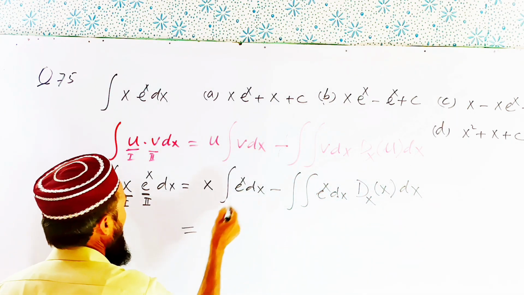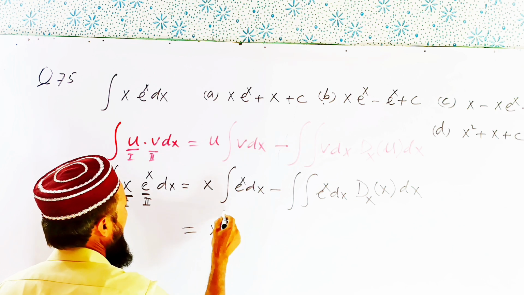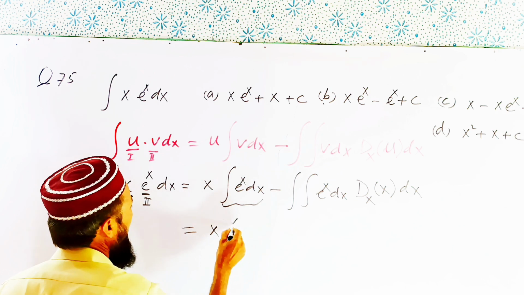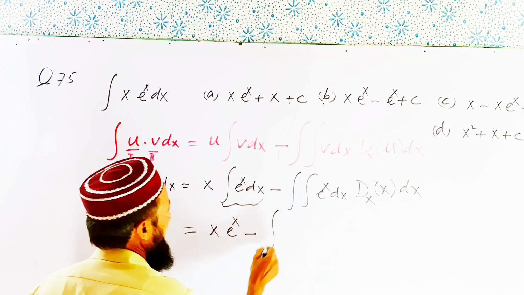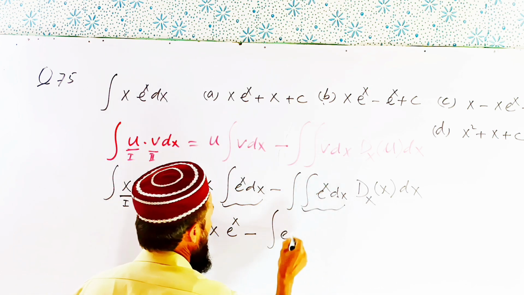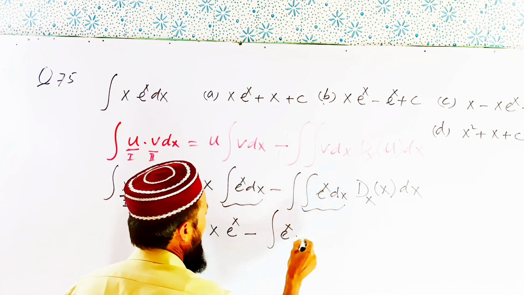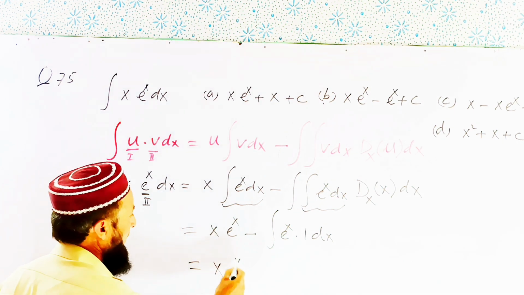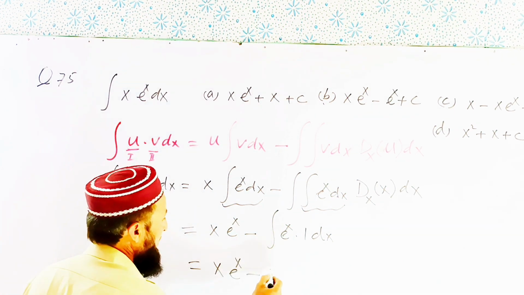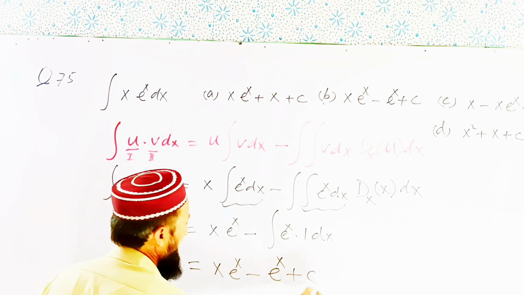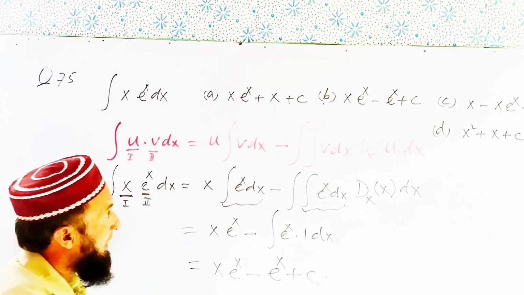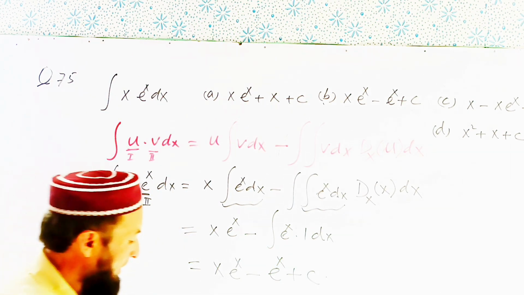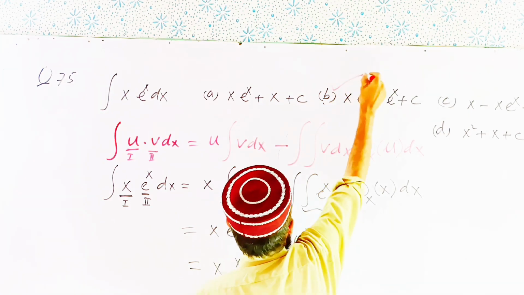So the result we will get is the integration of e^x. So this result will be equal to e^x, and the integration of this result will be equal to e^x, and the derivative of x is equal to 1 dx. So we get here x e power x minus integration of e^x is equal to e^x plus c. Now we check, option B is the correct option here.